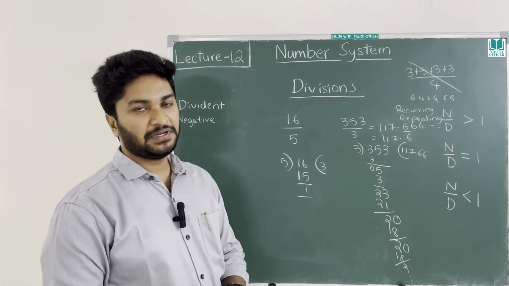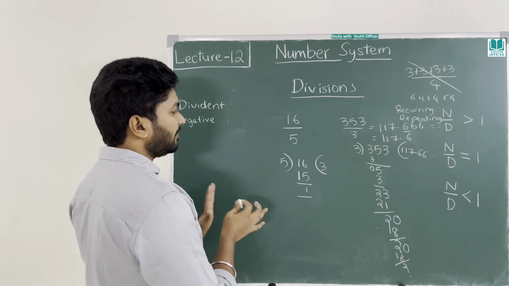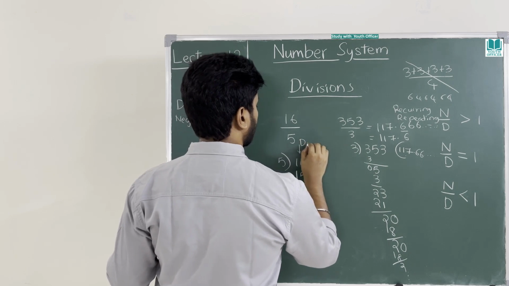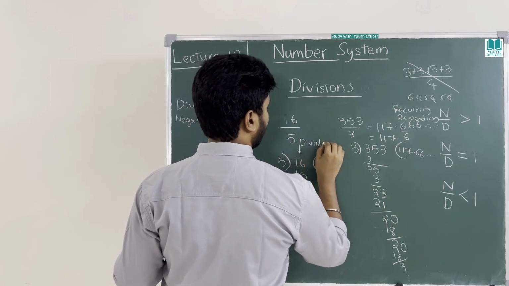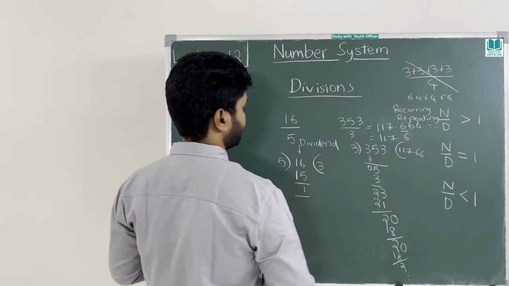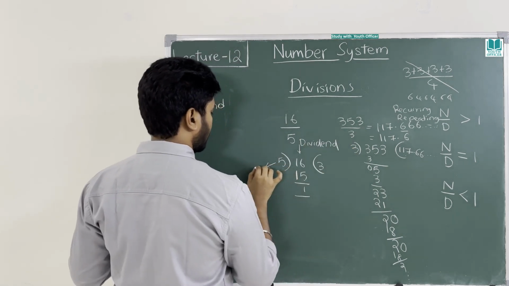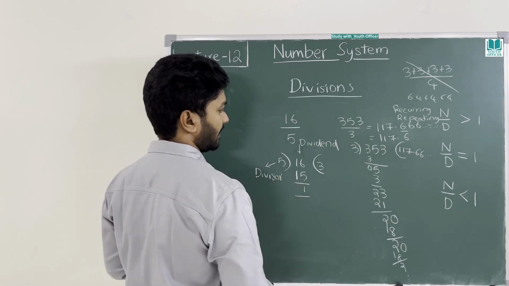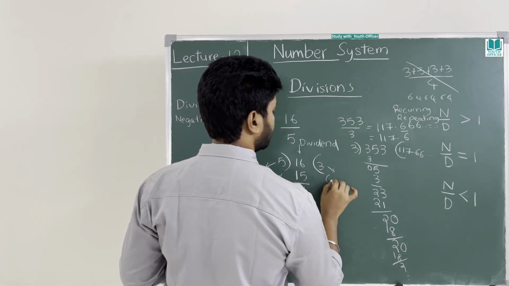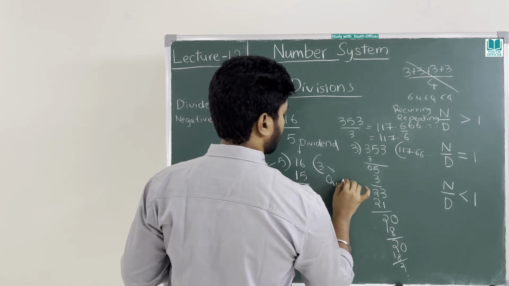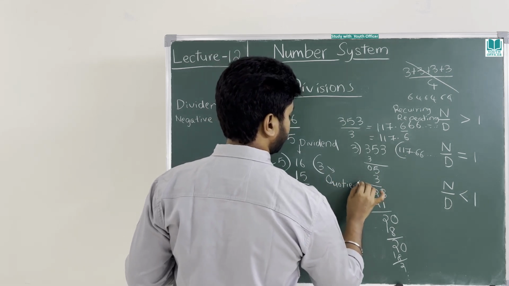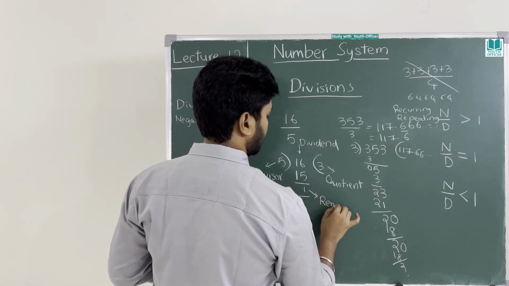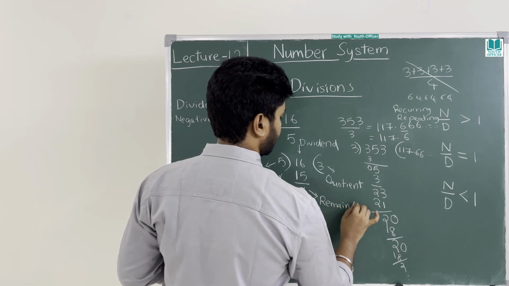So when it comes to simple numbers, I'll tell you what are the different parts of a division. This is called the dividend. This is called the divisor. This is called the quotient. This is called the remainder.